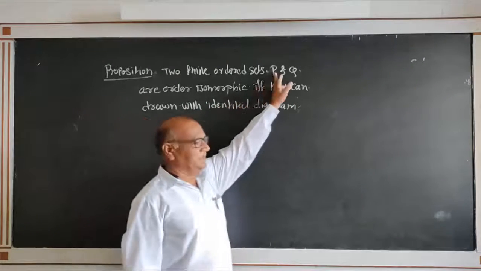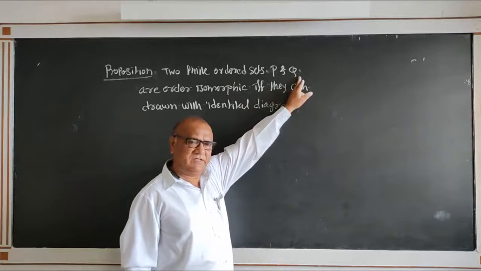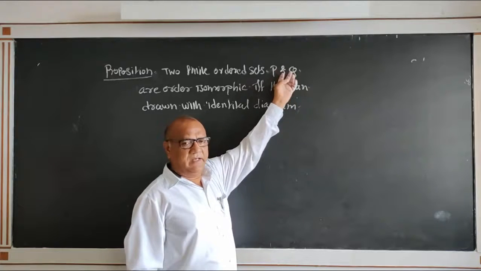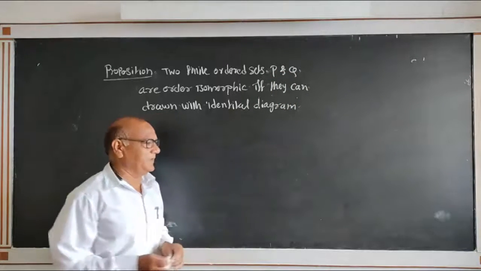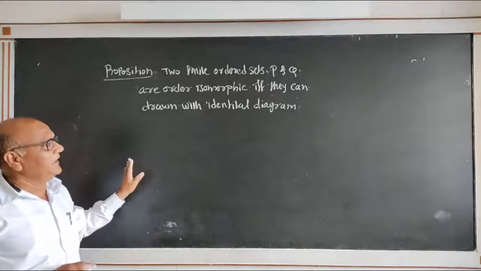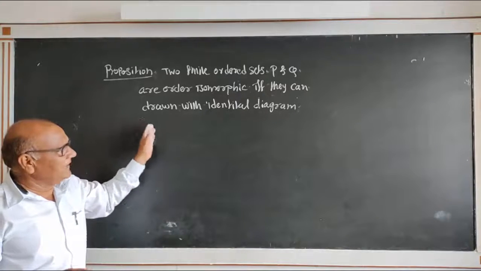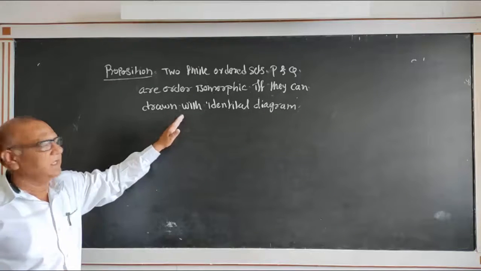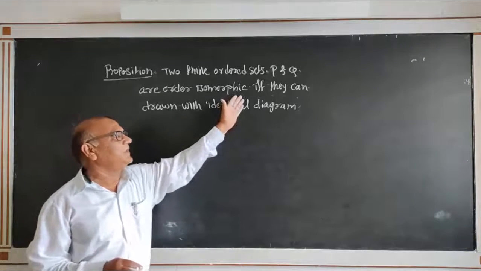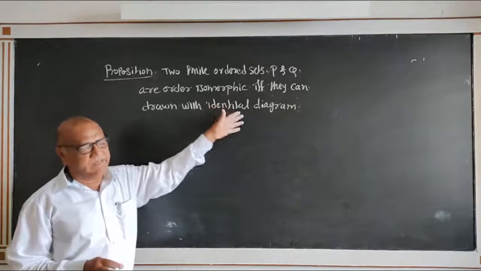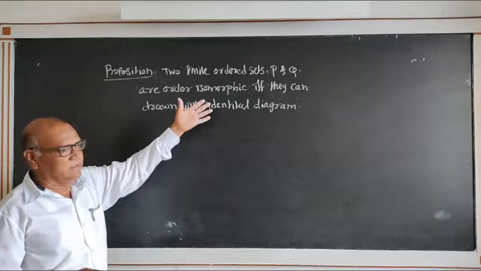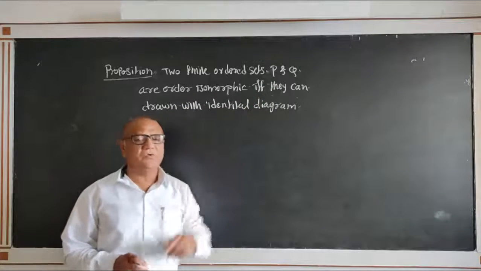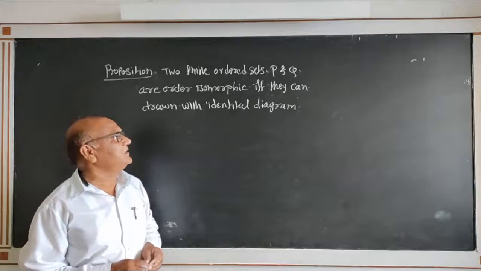If P is a finite order set and Q is a finite order set, and they are isomorphic, then the diagrams of both are also identical. And if the diagrams are identical, then these two order sets are isomorphic.